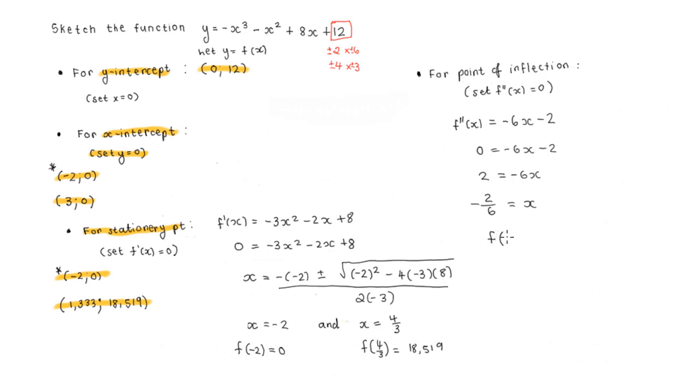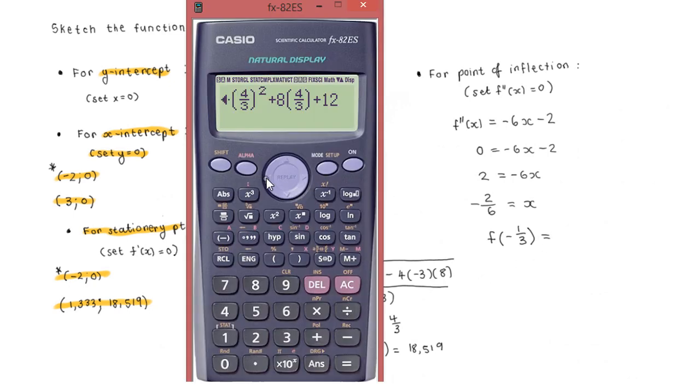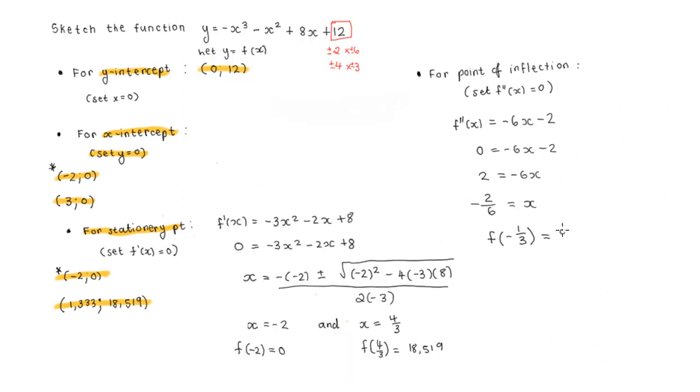Right, so now we need the corresponding y value. So the f of negative 1 over 3, okay, and we get a corresponding y value of 9.259. So 9.259 as our corresponding y value.